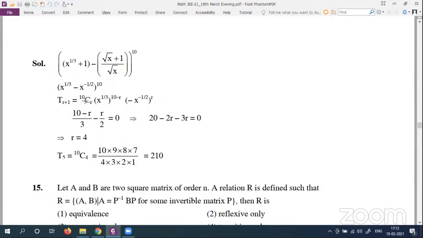Now to solve this, find the general term, and to find the term independent of x, equate the power of x to 0. From that we get the value of r is equal to 4. And once you get the value of r is equal to 4, we can find the fifth term, which is given by this. Right?